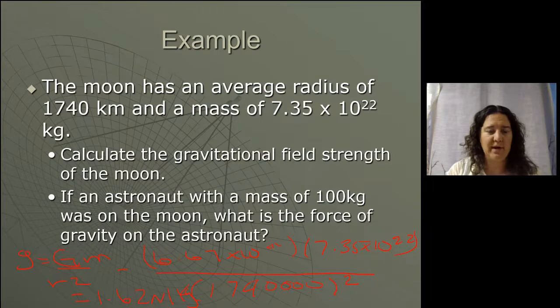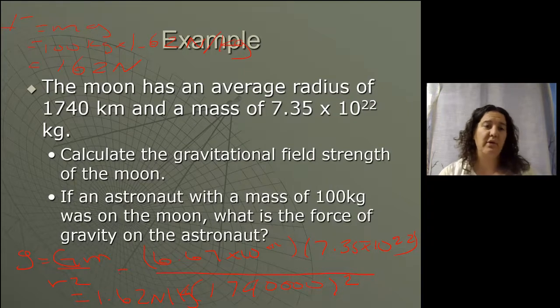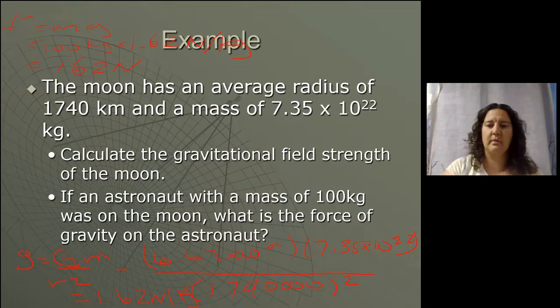Now, what would the weight of an astronaut who has a mass of 100 kilograms be on the moon? We're going to use the force equation: force is equal to mass times gravitational field strength, so 100 kilograms times 1.62 newtons per kilogram. And we get a total of 162 newtons as the force of gravity on the astronaut on the moon.